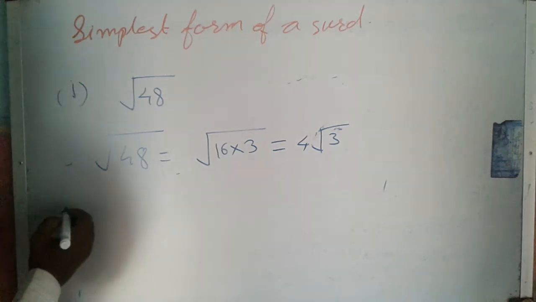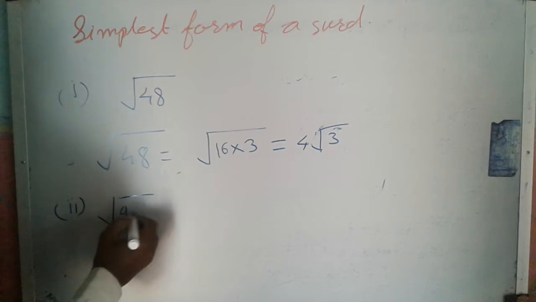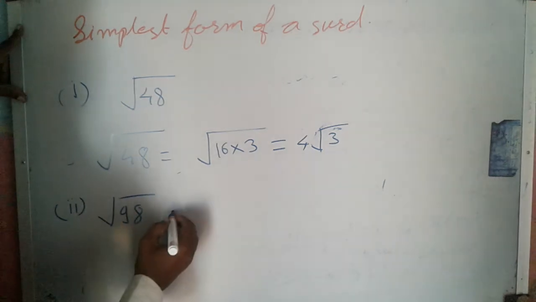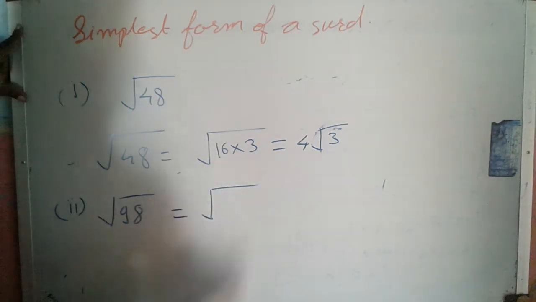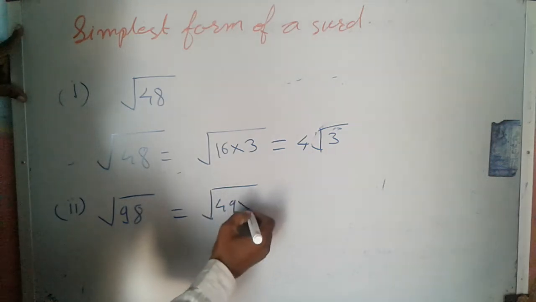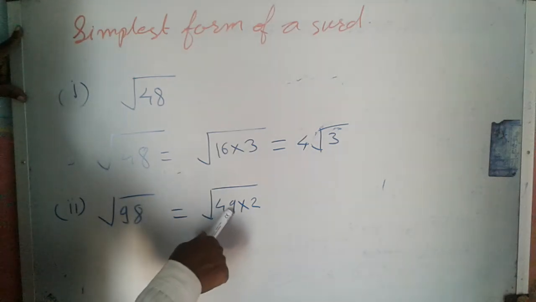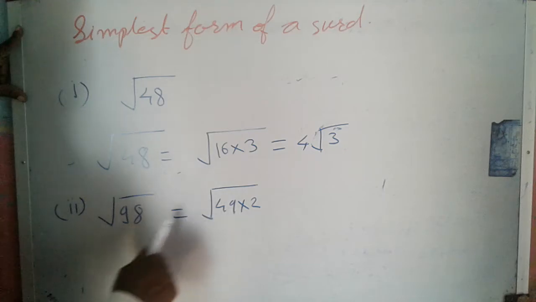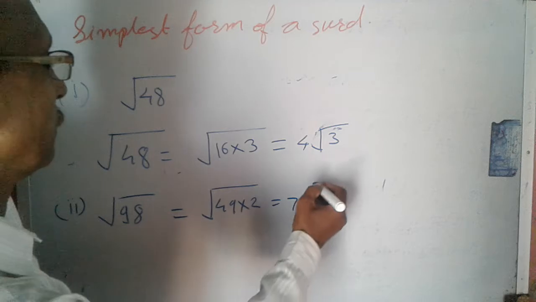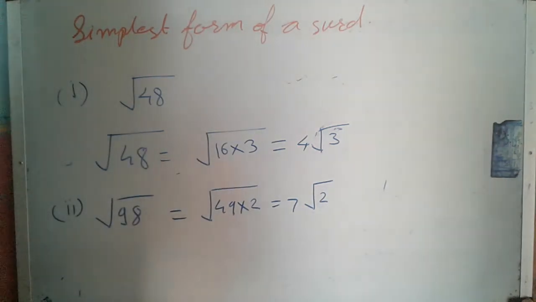Second example, under root 98. Two factors, that means 49 multiply 2. One factor is a perfect square, that means 49 is a perfect square. So square root of 49 is equal to 7 under root 2. This is the simplest form of the surd.